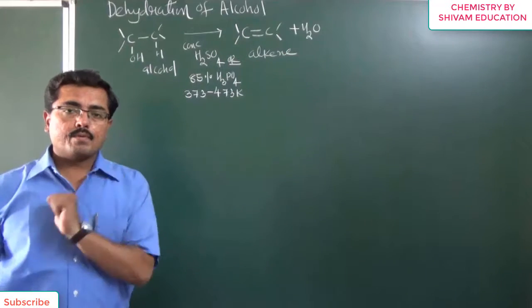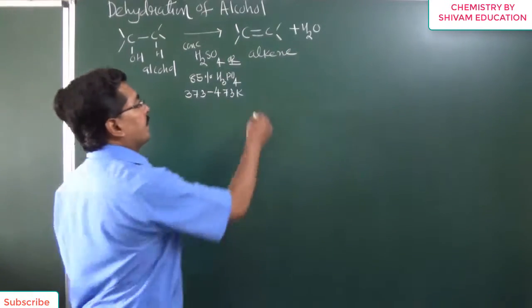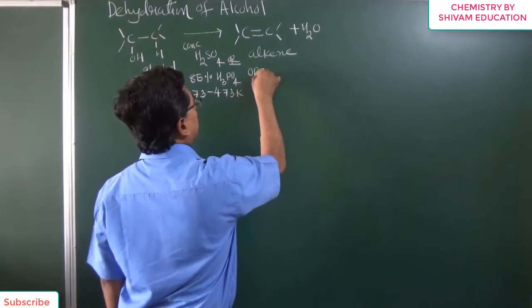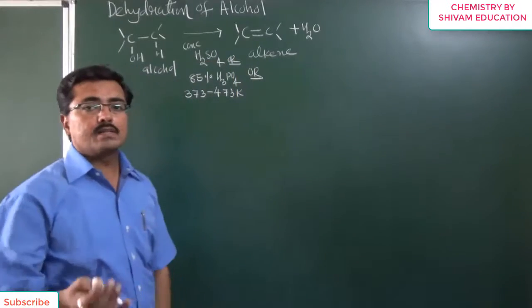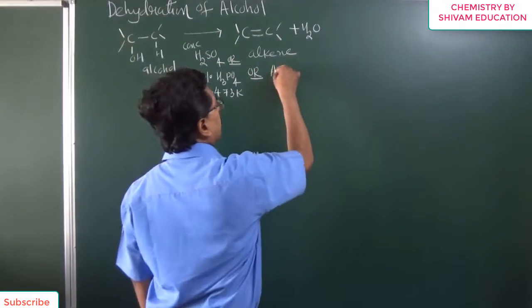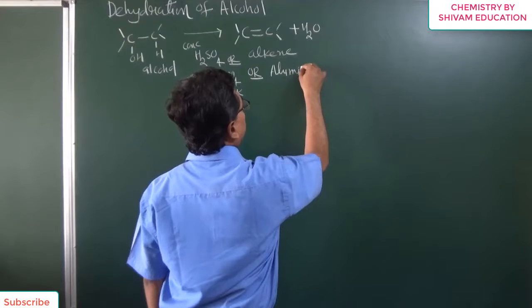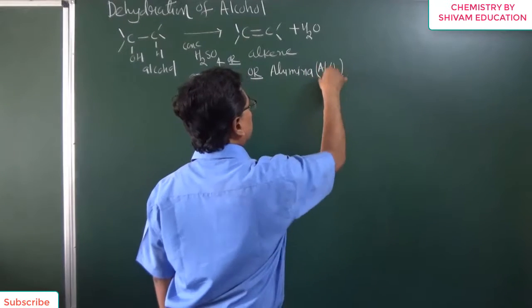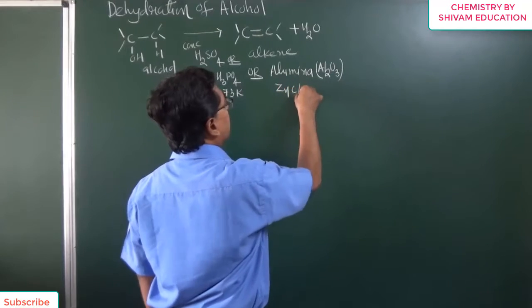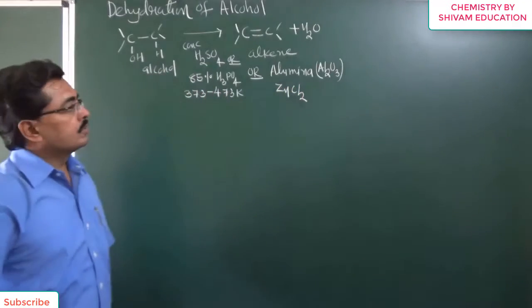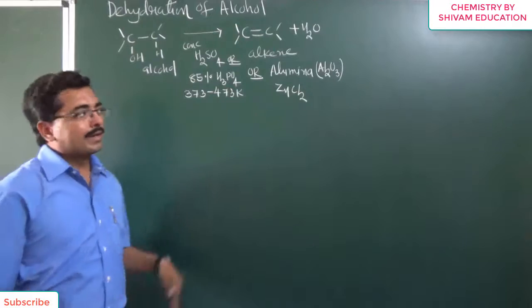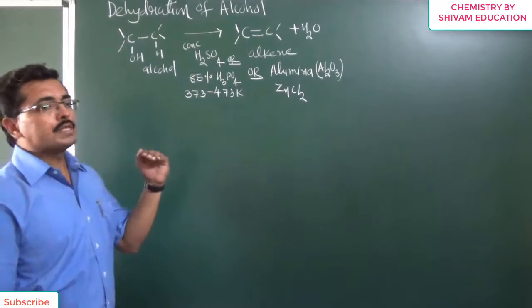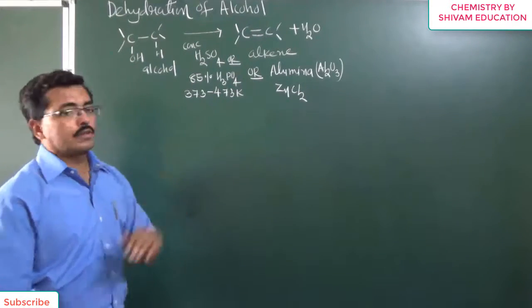Now the same type of dehydration reaction can be carried out, instead of phosphoric acid or sulfuric acid, by using alumina. And you know the formula of alumina: alumina is nothing but aluminium oxide, Al2O3, or we can use anhydrous zinc chloride. So dehydration of alcohol can be carried out by using phosphoric acid or sulfuric acid.